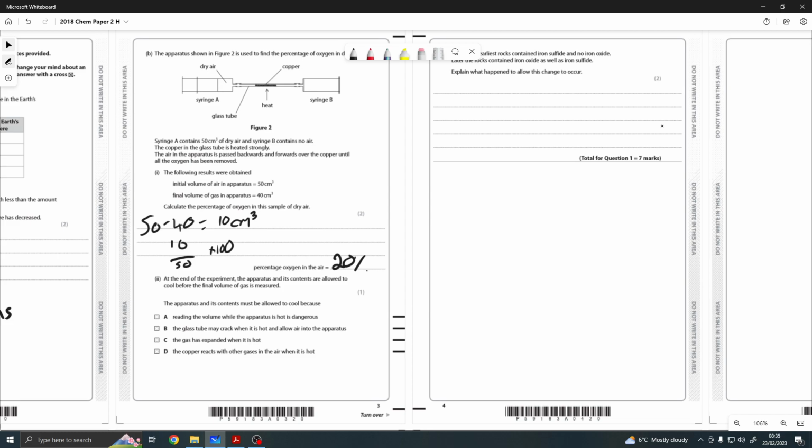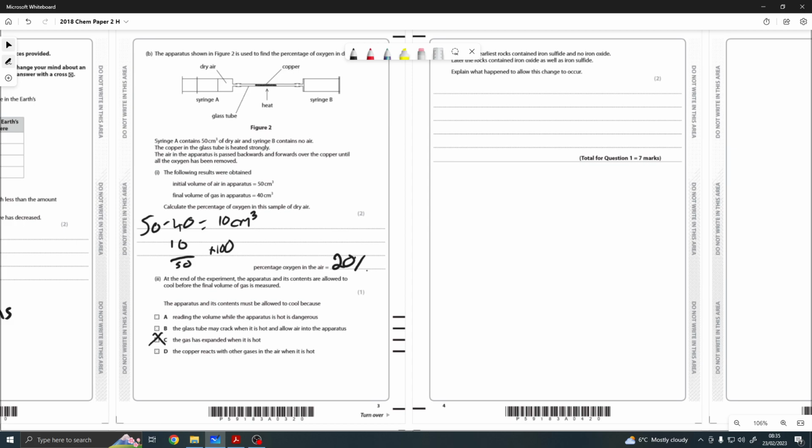At the end of the experiment, the apparatus and its contents were allowed to cool before the final volume of gas was measured. It must be allowed to cool because reading the volume while the apparatus is hot is dangerous. The glass tube may crack when it's hot. The gas is expanded and the copper reacts with other gas in the air when it's hot. Now, the reason is, of course, the gas has expanded. If you're measuring volumes, you need to make sure you're measuring at the same temperature to preserve the same volume.